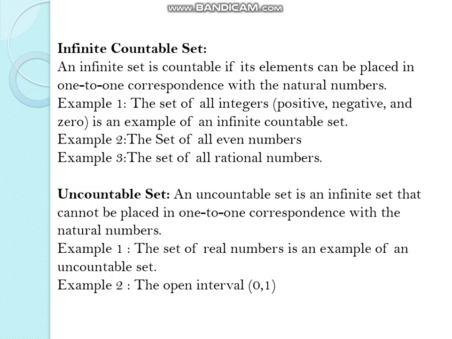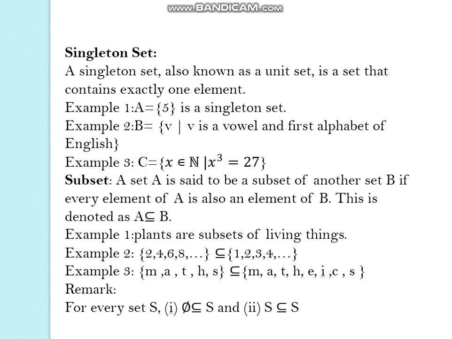Next, the singleton set, also known as a unit set, contains exactly one element. That means the cardinality of the set is 1. For example, a singleton {5} or {A}, where A is a vowel and the first alphabet of English. So set B contains just a single element A and therefore the cardinality is 1.